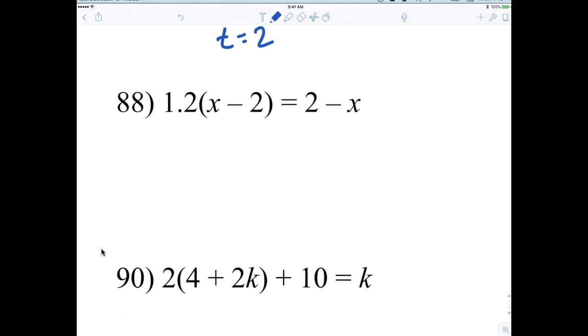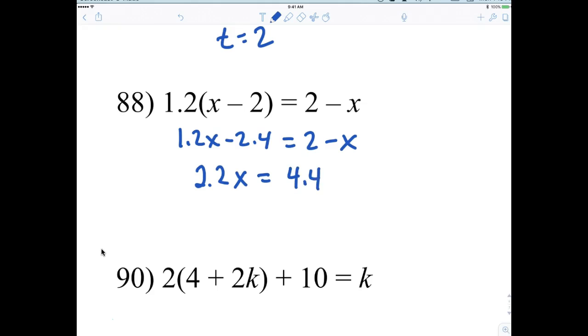Distributing decimals. 1.2x minus 2.4 equals 2 minus x. Is everybody good with that so far? Moving things around. When I'm adding now, how many x's do I end up with? 2.2. Whoever said that, thank you very much. 2.2x is equal to what? Somebody with the right answer, please. Tell me. 4.4.